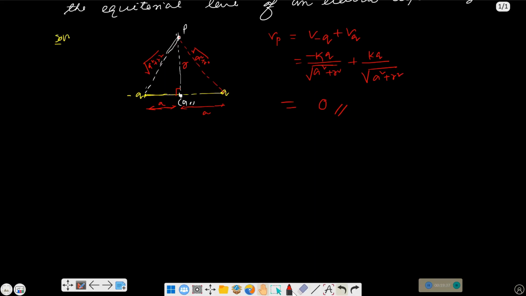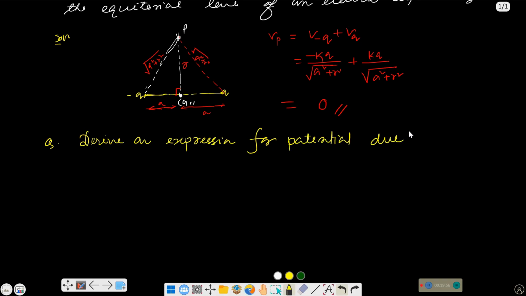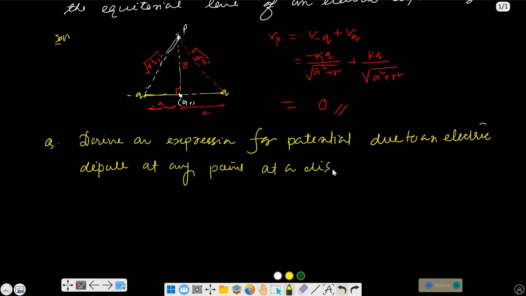Next question. Sometimes the question is: derive an expression for potential due to an electric dipole at any point at a distance r from it on its axial line, or on its axis.